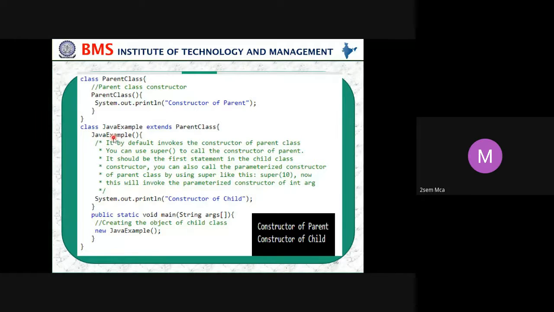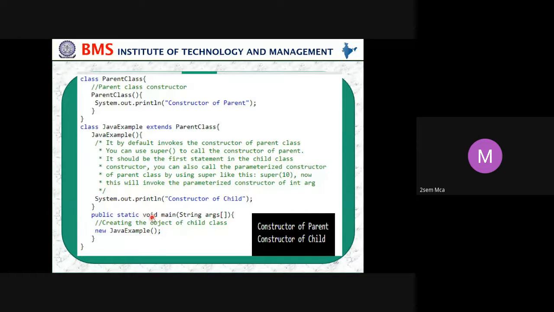Then we are taking one constructor JavaExample, and in that we are just printing constructor of the child. Here we have a comment: it by default invokes the constructor of the parent class. You can use super to call the constructor of the parent. It should be the first statement in the child class constructor. You can also call the parameterized constructor of the parent class by using super like this, super(10). Now this will invoke the parameterized constructor with an integer argument. In the same way, System.out.println constructor of the child.